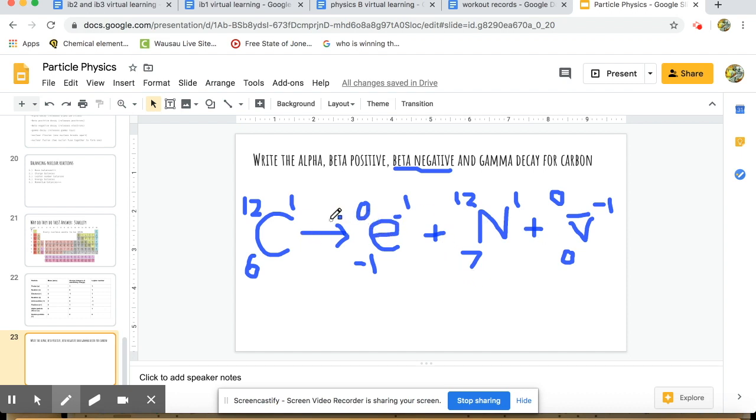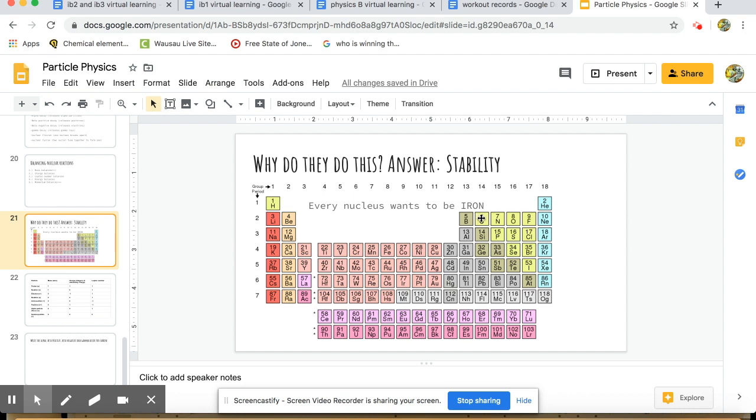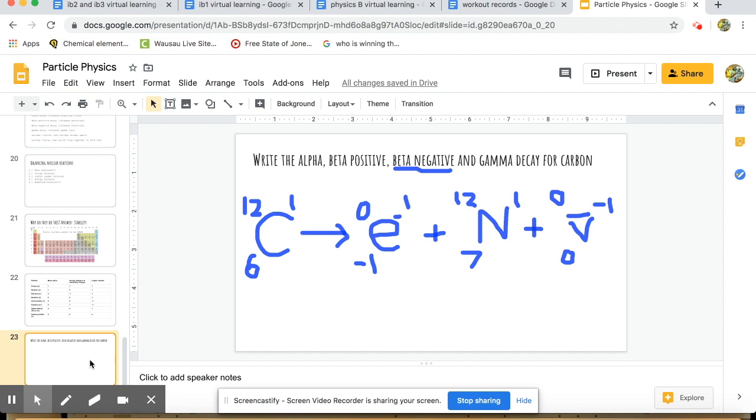Now, is this reaction likely to occur? The answer is yes, this one is, because if you look at carbon, carbon is 6, nitrogen is 7, and nitrogen is closer to iron than carbon, so this reaction will happen. In fact, this is the idea of carbon dating. Carbon eventually does decay to nitrogen over time. Now, generally it's carbon-14, not carbon-12, that does this, but that doesn't mean that carbon-12 can't do this. So that does happen.